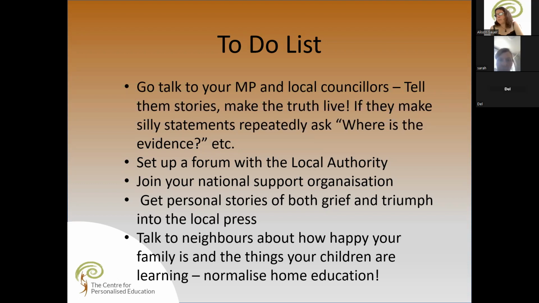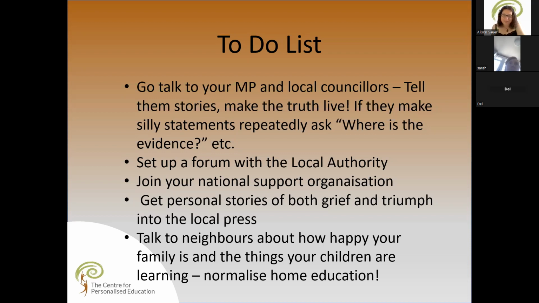So personal stories of grief and triumph need to go in the press. And talk to your neighbours, don't shy away. We need to be out in the public. The not back to school picnics are a good example of that. Everybody thinks that the national not back to school picnics are for celebrating that you are home educating and not going back to school.